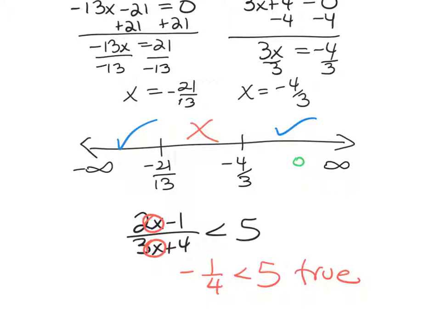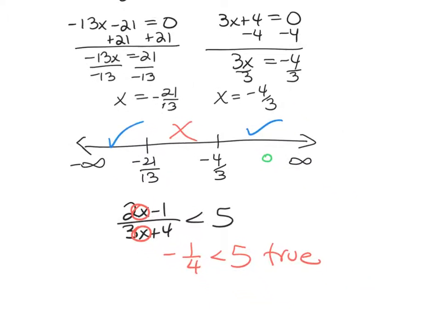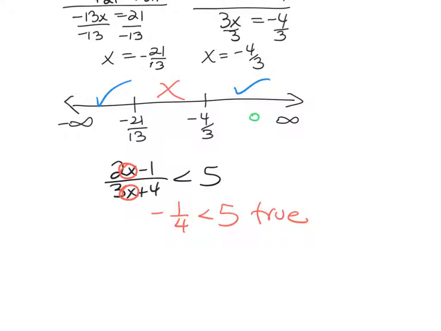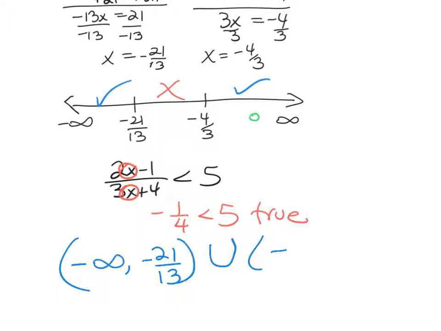I now write it in interval notation. So I'm going from -infinity up to the -21 over 13. I'm going to union that with -4/3 up to positive infinity. The original symbol was a less than, so parentheses straight through.